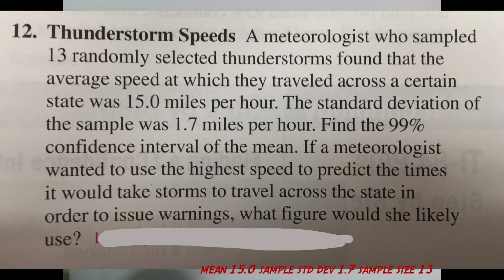Another problem, thunderstorm speeds. A meteorologist who sampled 13 randomly selected thunderstorms found that the average speed at which they traveled across a certain state was 15 miles per hour. The standard deviation of the sample was 1.7 miles per hour. Find a 99% confidence interval of the mean. If a meteorologist wanted to use the highest speed to predict the times it would take the storm to travel across the state in order to issue warnings, what figure would she likely use?